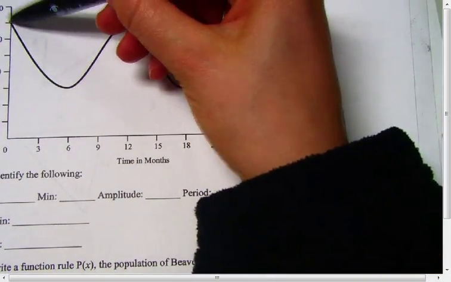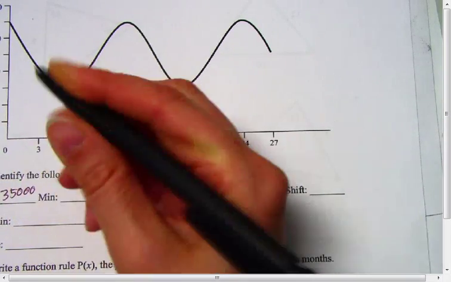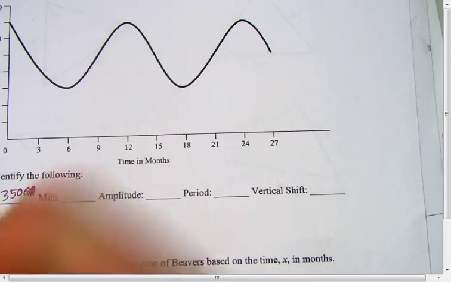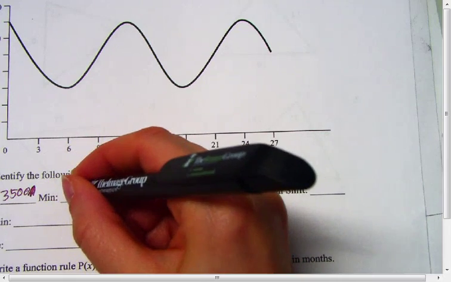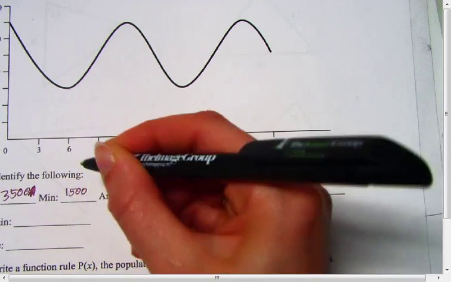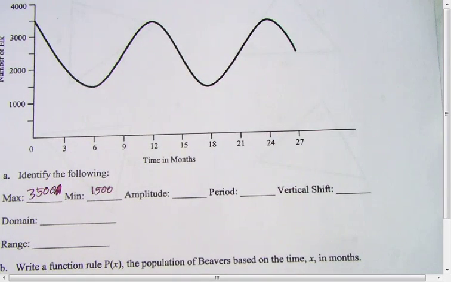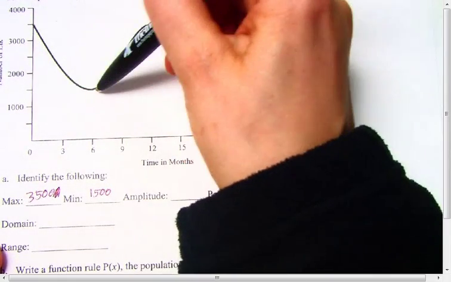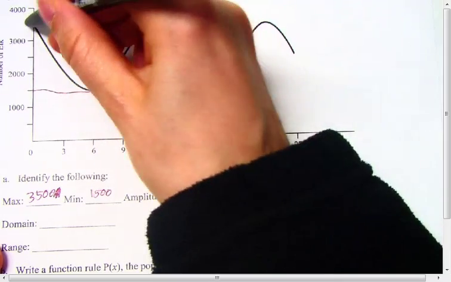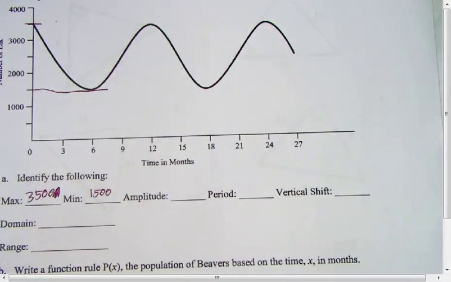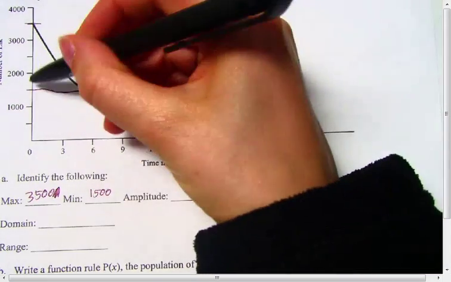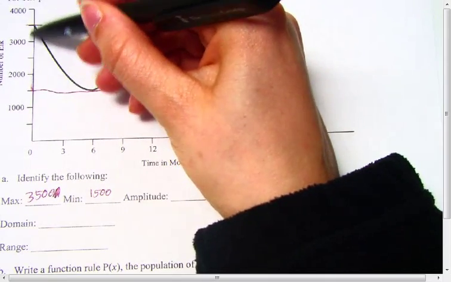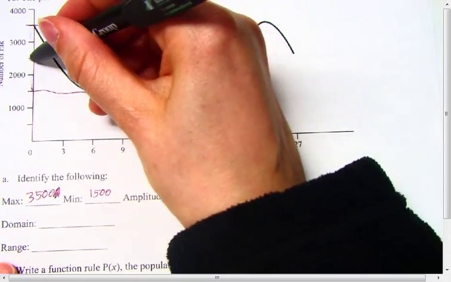Okay, 10. It looks like the max here is 3,500, right between 3,000 and 4,000. The minimum looks like it's right here. That would be 1,500. Okay? Now, when you look at the min and max, if you subtract, it should be right in the middle. So if we go 3,500 minus 1,500, we should get the middle. Okay, if we're going to go up to 3,500, we're going to go down to 1,500. So what's in between those? We can go up 500, down 500, up 500 more, down 500. So it looks like our middle is right here.